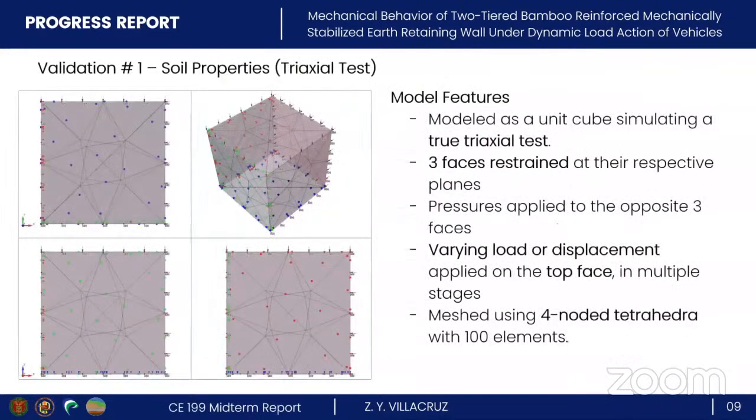This model features a unit tube with three sides restrained and the confining pressures applied to the other three sides. The varying load or displacement was applied on the top face and in multiple stages. The model was meshed using a four-noded tetrahedra with about 100 elements.